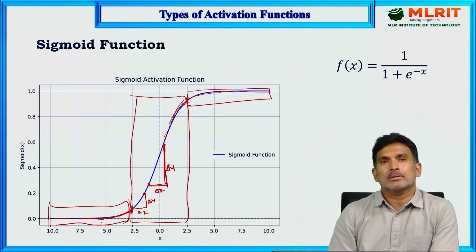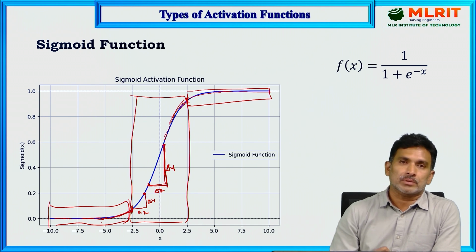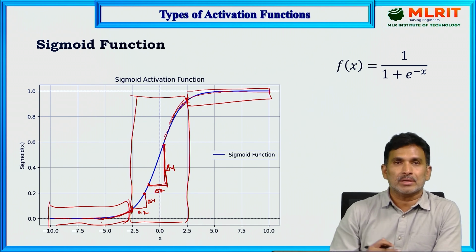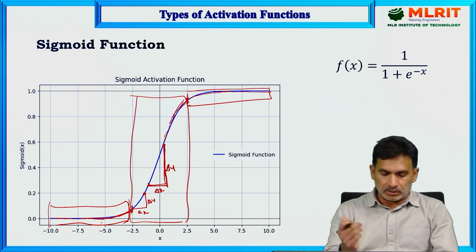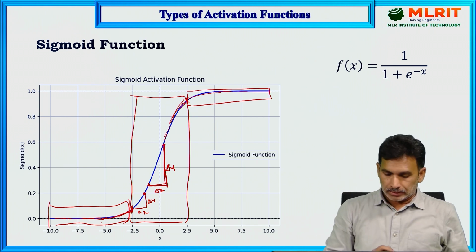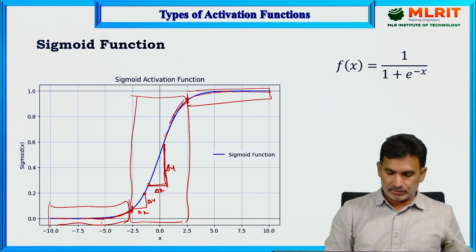That means the gradient vanishes. That is the vanishing gradient. The gradient becomes very small. That is a major disadvantage of the sigmoid activation function.